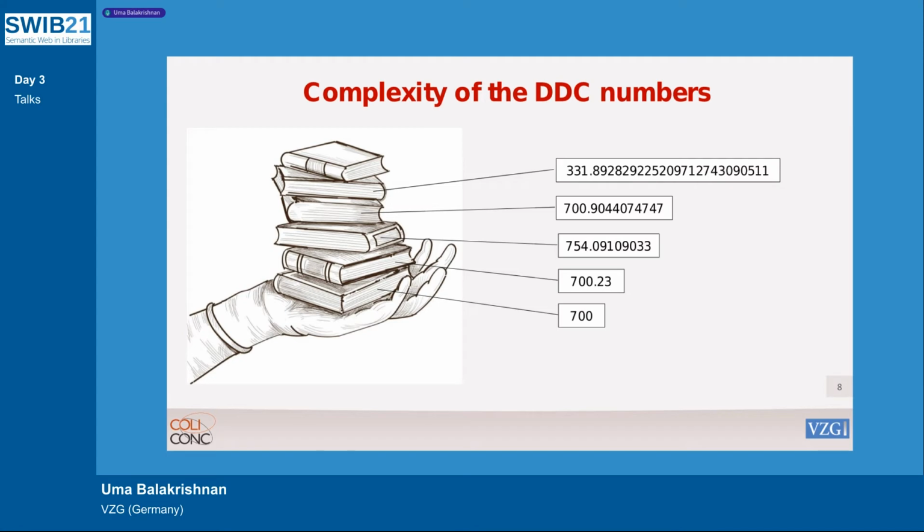A DDC number can get longer than 3 digits, and if it does, then it is preceded with a point, a dot. We have here a few examples. As you can see, the longer a number is, the more specific it is, because the DDC allows you to build very fine numbers to specify a topic as accurately as possible. At times it can get very lengthy and complicated, and for a normal user, it could seem weird and almost surreal, I would say. So here you really need help.